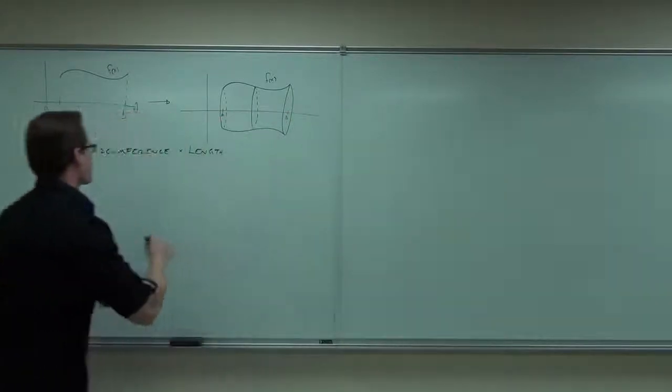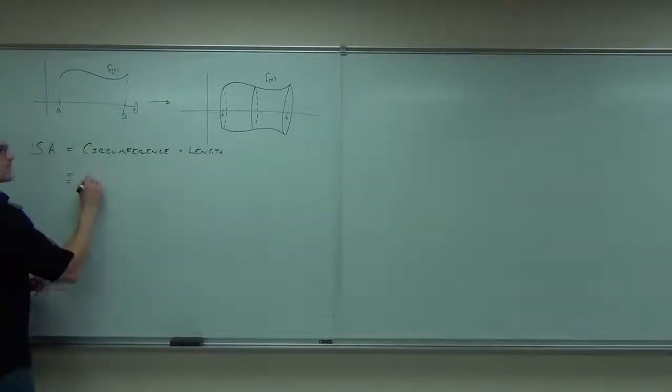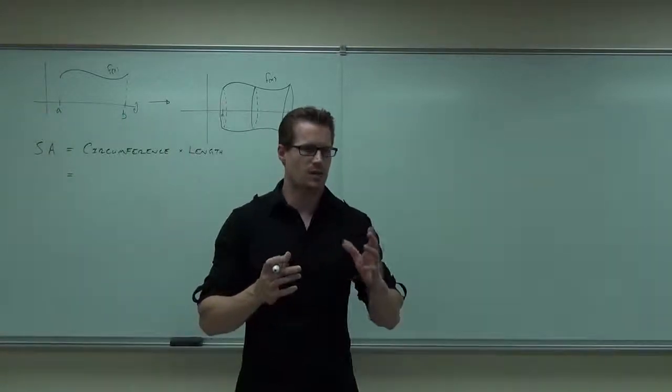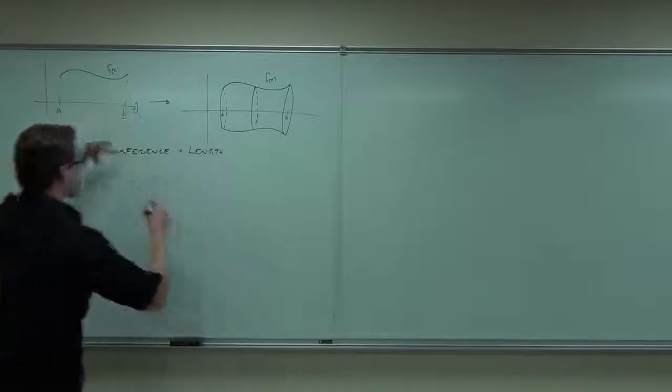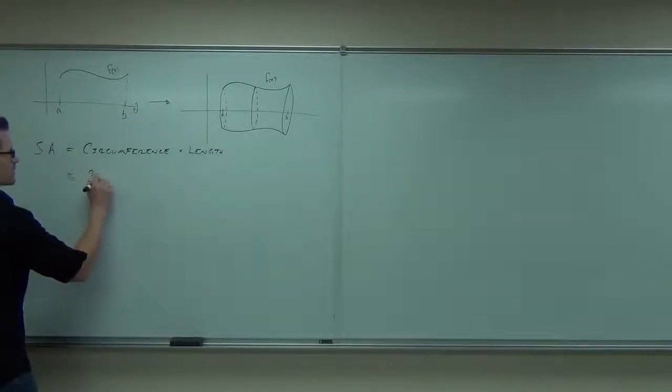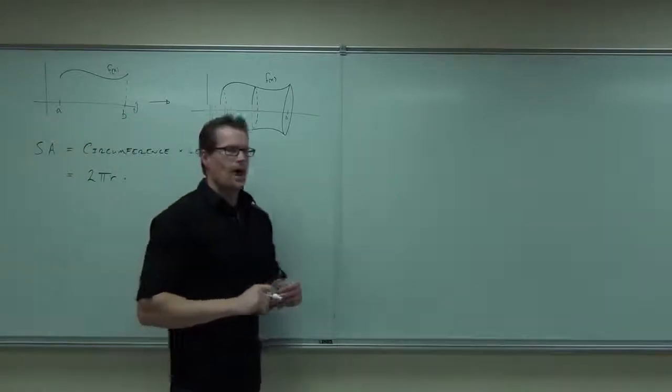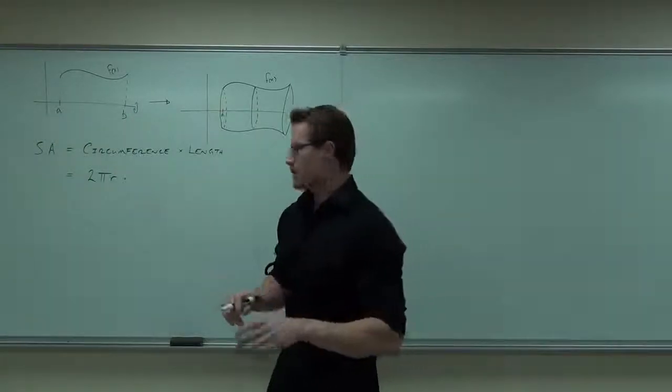So in other words, the circumference of something is 2 pi times whatever the radius happens to be. So circumference, that's pretty easy. That's 2 pi r. The length, I'm going to leave that with a letter L for right now.